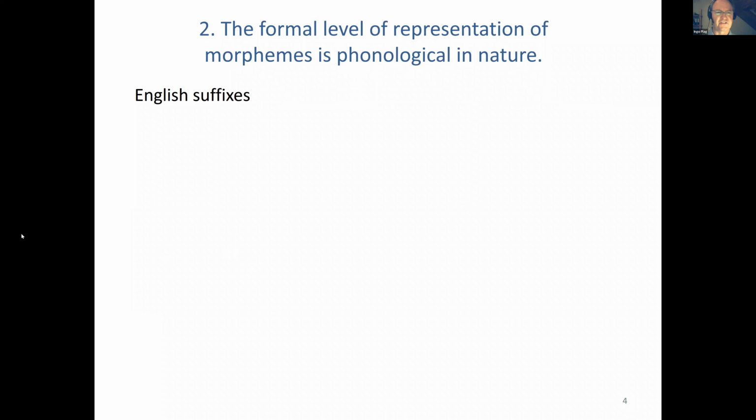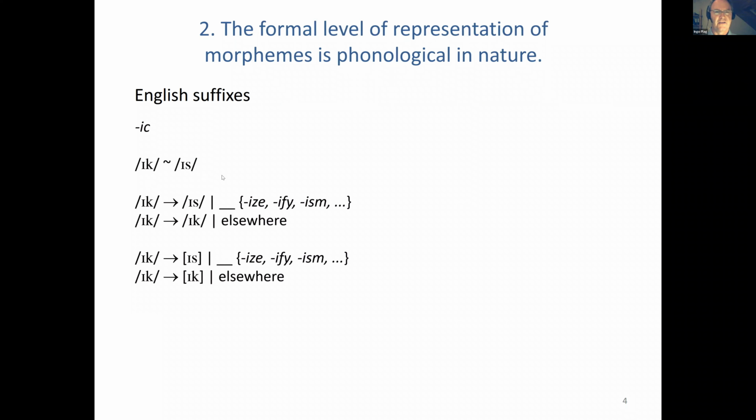Take a look at some English suffixes. The way their morpho-phonological alternations are described is illustrated here. You have maybe two allomorphs, or two ways of expressing a certain suffix, in this case, ik or is, and then you try to understand in which context which kind of pronunciation is prevalent. So you might want to say there is this ik that is pronounced is in certain environments.